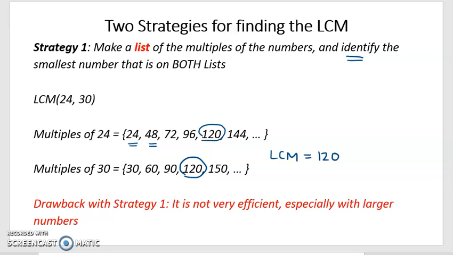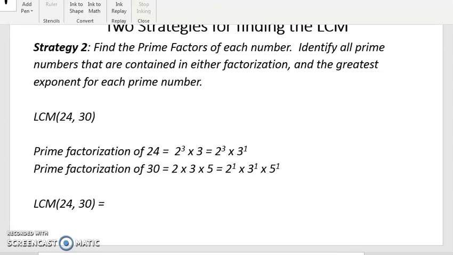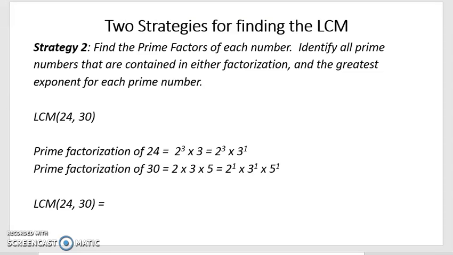As with the list strategy for the GCF, this strategy works, but is often not very efficient, especially with larger numbers. And so that's the reason for the second strategy, which uses prime factorization. What you want to start off with is finding the prime factorization of each number. In other words, identify the prime numbers that are factors of each number.